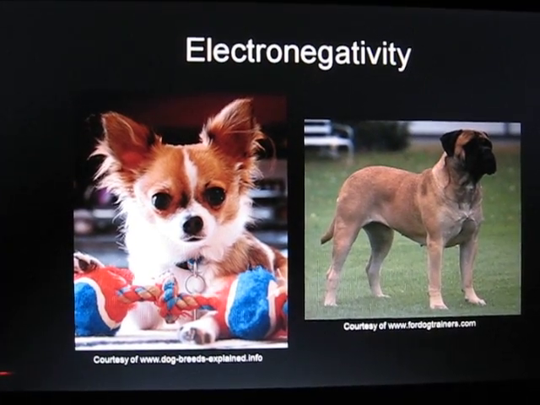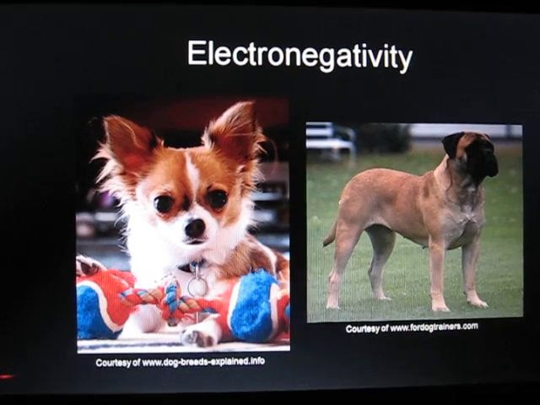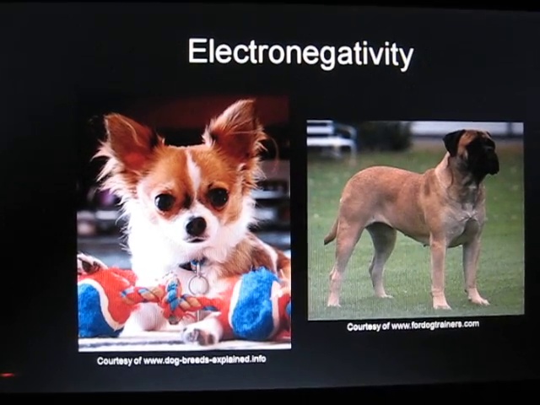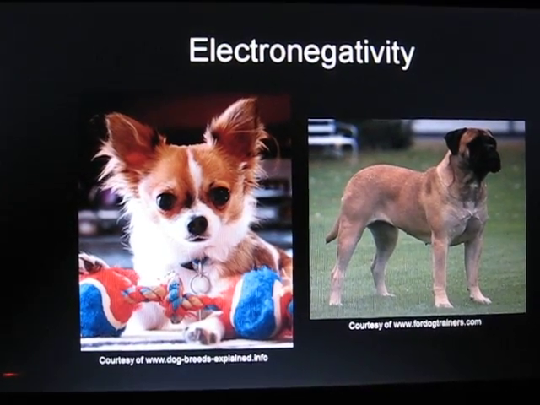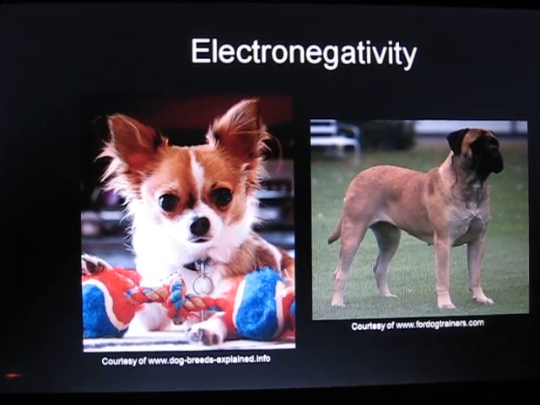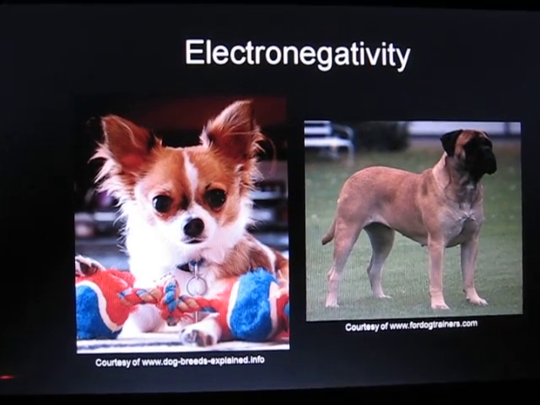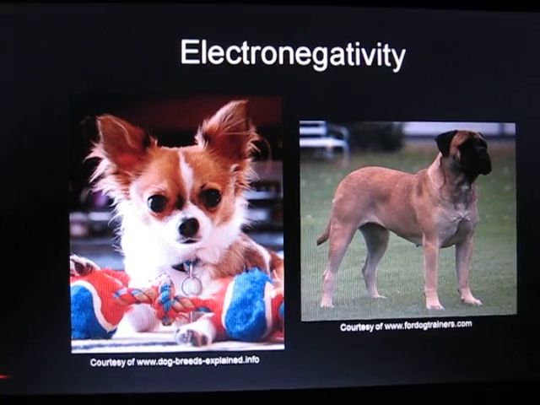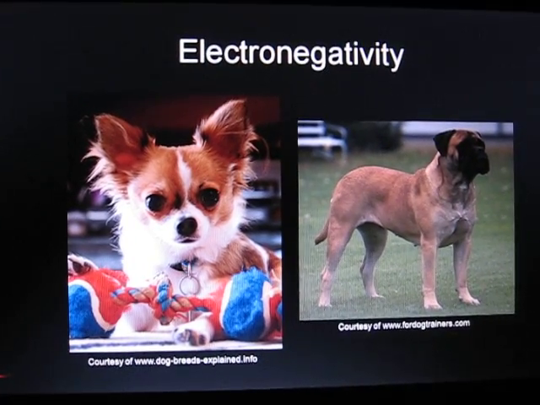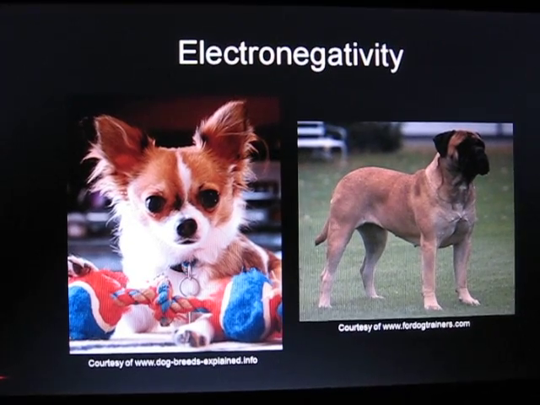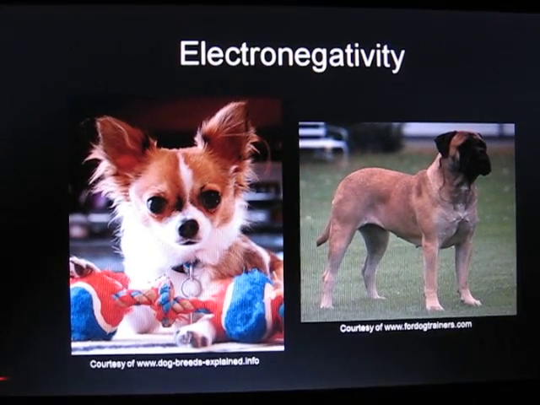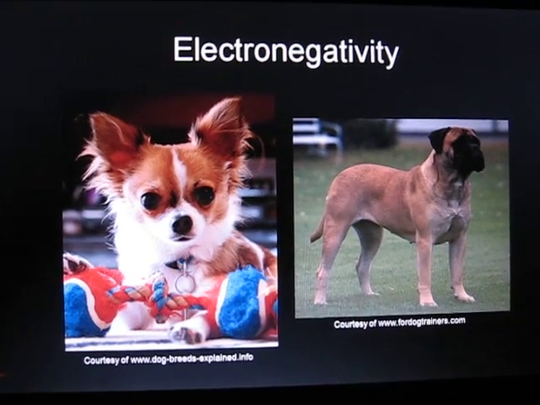The concept of electronegativity is key to understanding hydrogen bonding. Electronegativity can be best described as how much an atom wants to hog its electrons. To get this idea started, take these two dogs as an example. The dog on the left, a Chihuahua, is very small and not strong at all. On the other hand, the bull mastiff on the right represents a huge dog with lots of strength.